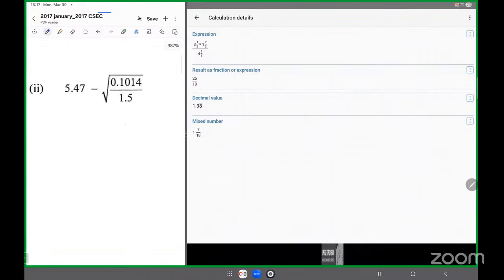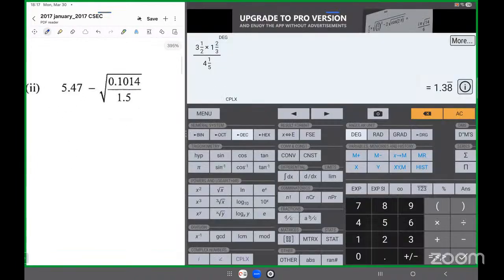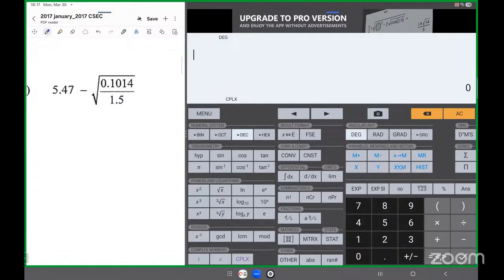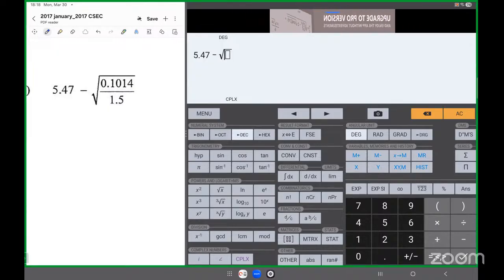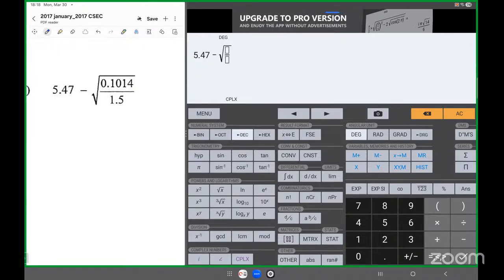All right. Next part, so to work this out, use the calculator again. Type it in the calculator. 3 marks. 5.47 minus the square root of a fraction. That's 0.1014 over 1.5. That's 5.21. That's it.